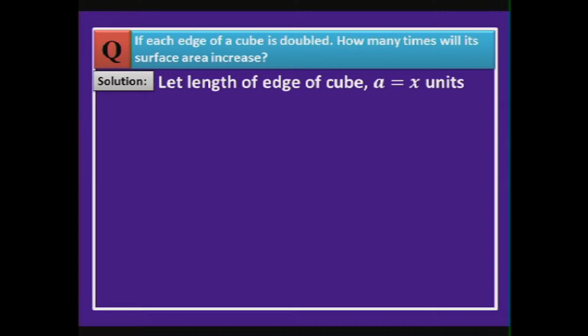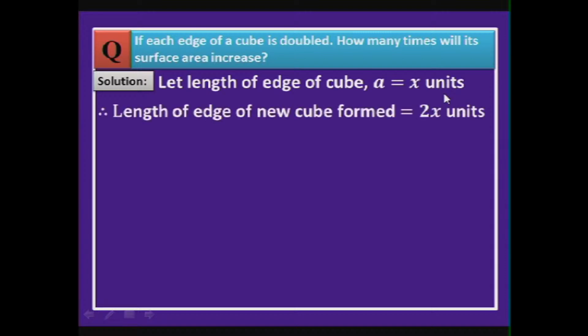But here we do not know the length of the edge of the cube. So, that is why we are assuming the length of the edge of the cube as x units. So, if this is x, on doubling it, what will be the length of the new cube formed? Yes, double means 2 times x. So, you get 2x units.